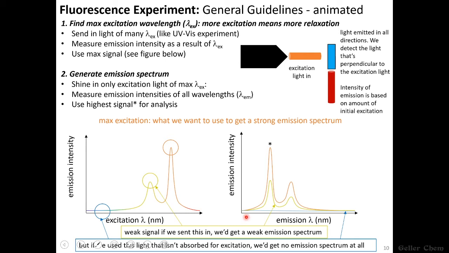And so our fluorescence spectrum would just be a flat line. And so this is the basic theory behind what we do in a fluorescence experiment. Now let's get more into how it looks in practice.